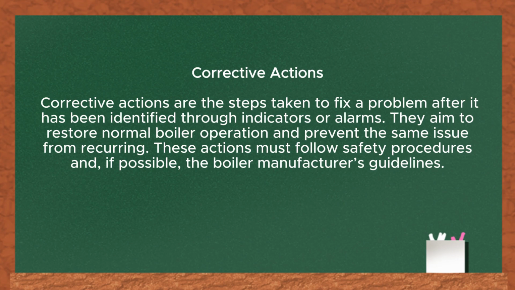Corrective actions. Corrective actions are the steps taken to fix a problem after it has been identified through indicators or alarms. They aim to restore normal boiler operation and prevent the same issue from recurring. These actions must follow safety procedures and, if possible, the boiler manufacturer's guidelines. So, corrective actions are the specific steps taken to safely resolve a detected boiler problem and restore normal operation while preventing the issue from happening again.